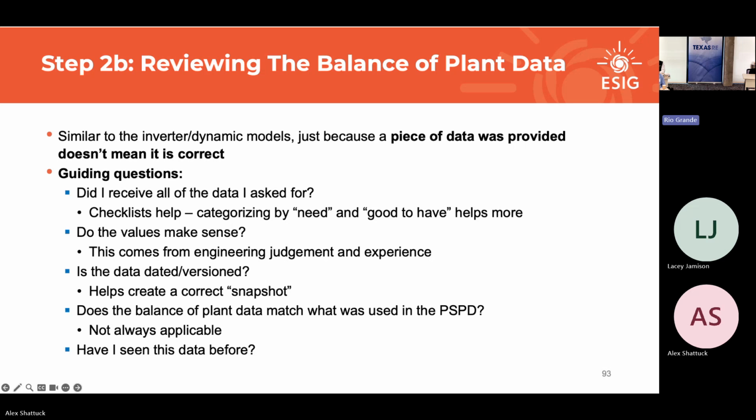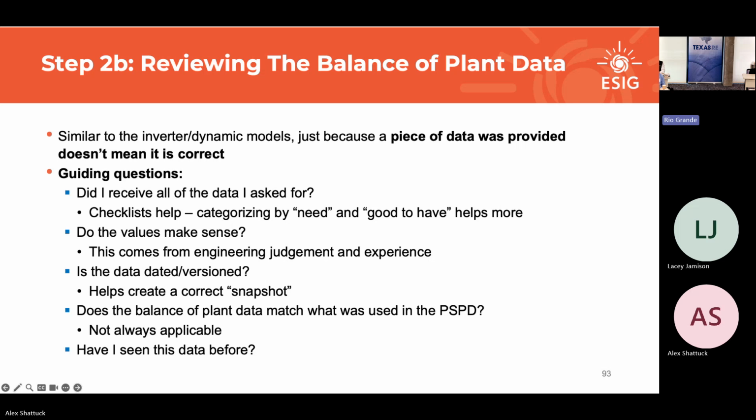Did you get everything you asked for? Do the values make sense? That really comes from judgment, unfortunately. There are some guiding things like that, but do the values make sense? Does the data have a date or a version? Very important, because there are a lot of times people are doing the same study with different versions of the same data.